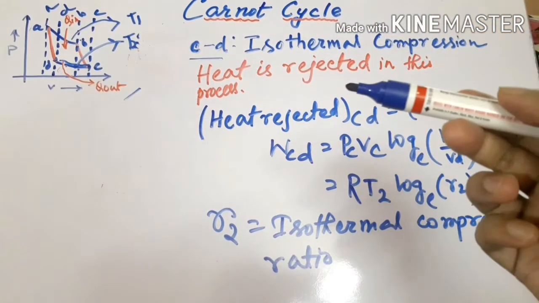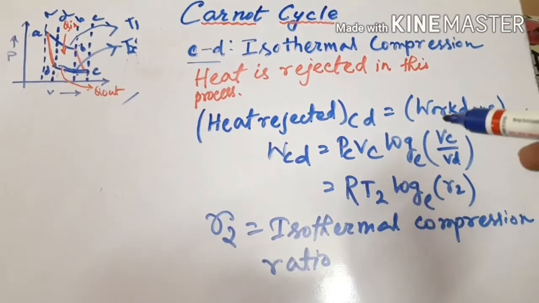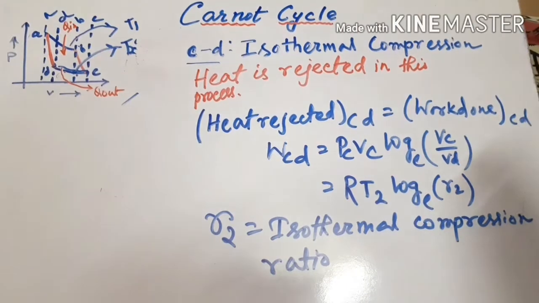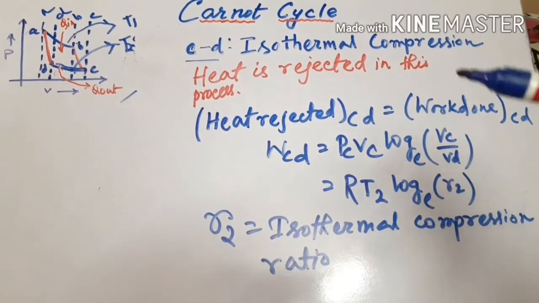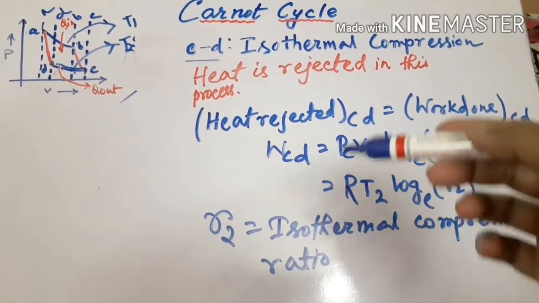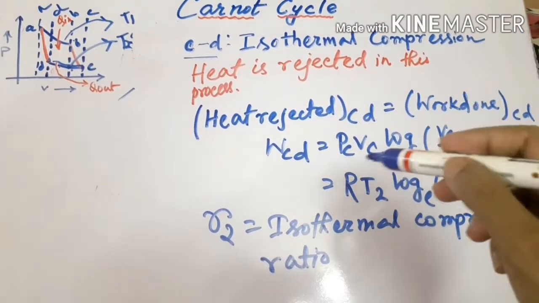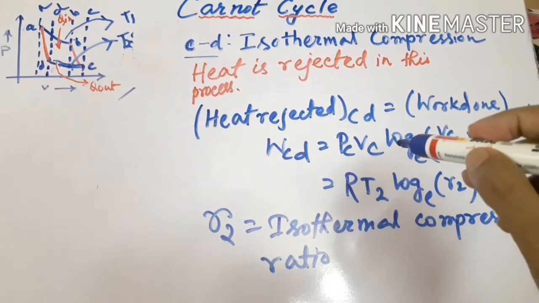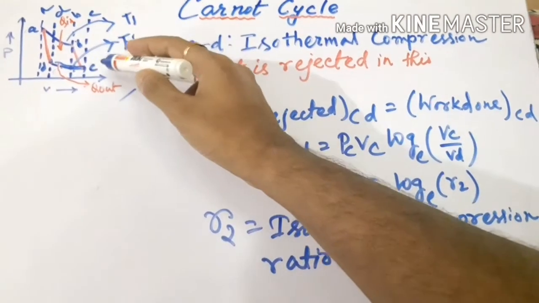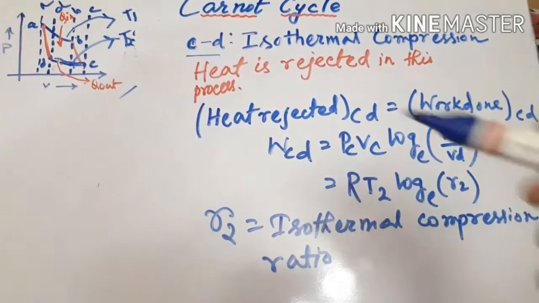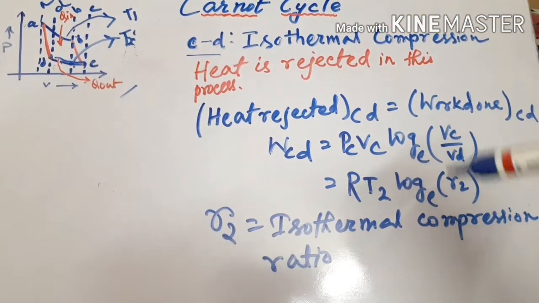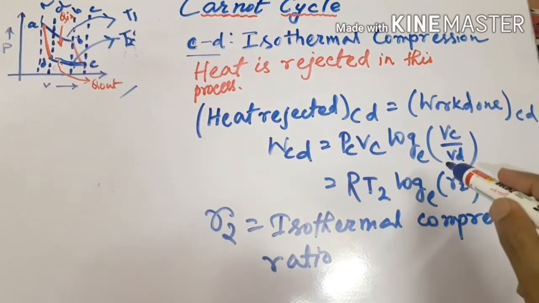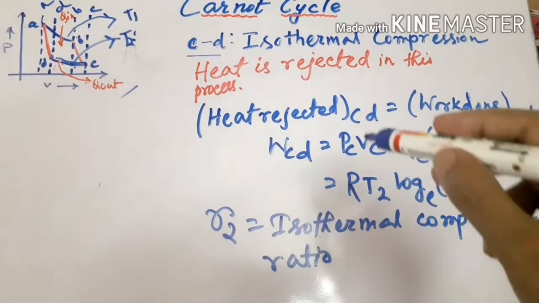Okay, now as heat is rejected, I have to calculate the amount of heat rejected in the CD process, which will be equal to the work done in this CD process, because the amount of heat rejected is the work done of that CD process. So WCD is equal to PCVC, that is the initial pressure and volume at state C, times the log of e, the change in volume from C, Vc by Vd.